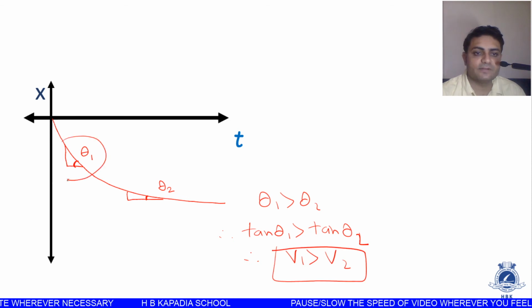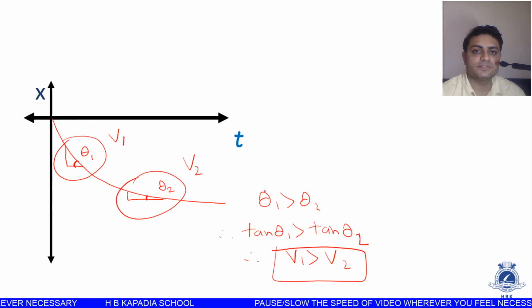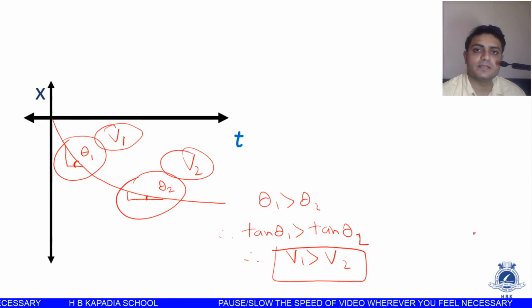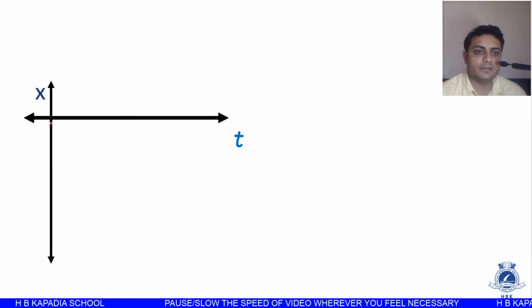So at this point velocity will be greater, at this point the velocity will be less. Okay, so velocity will be greater at this point, velocity will be less at this point. Okay, so this is v1 and v2. Now imagine a train is accelerating. Imagine a train, you may be able to hear the horn of the train. Imagine a train is accelerating, it is approaching you.